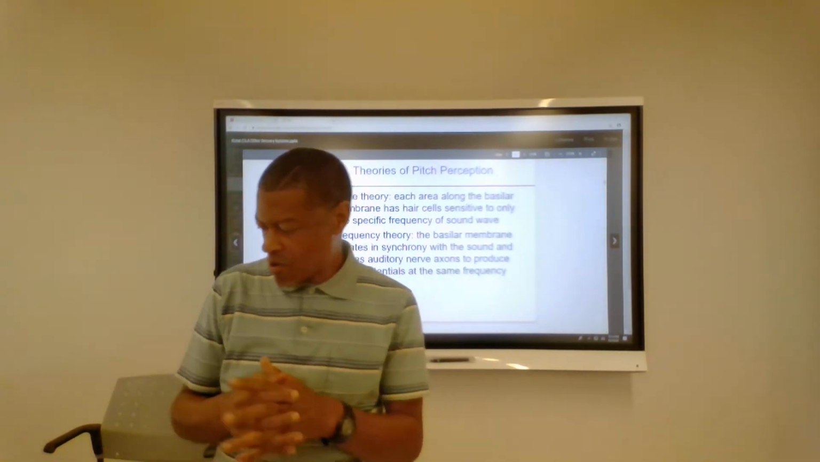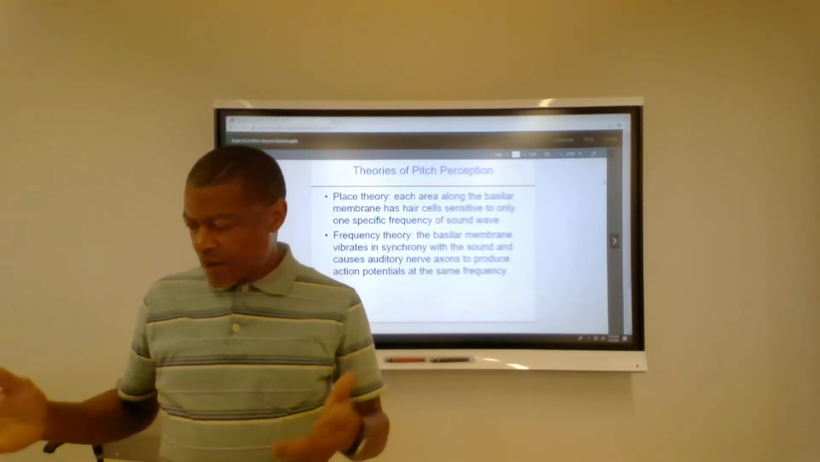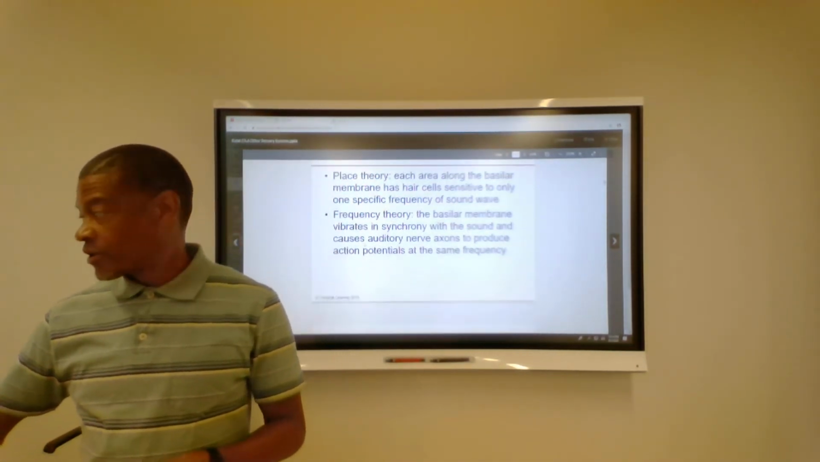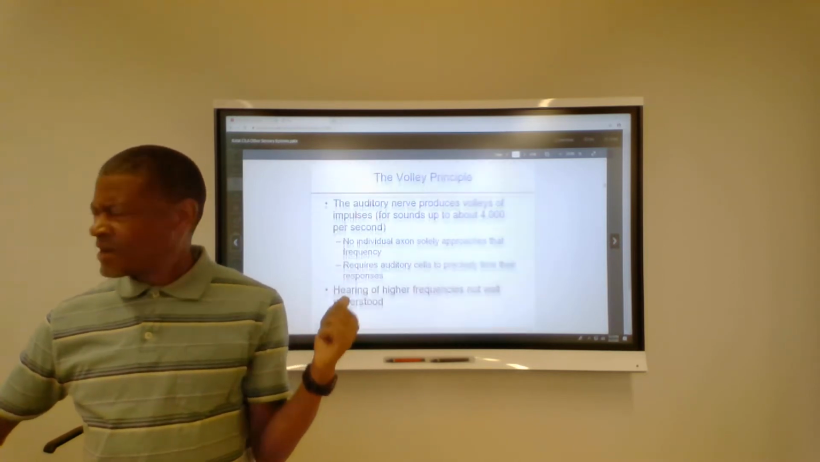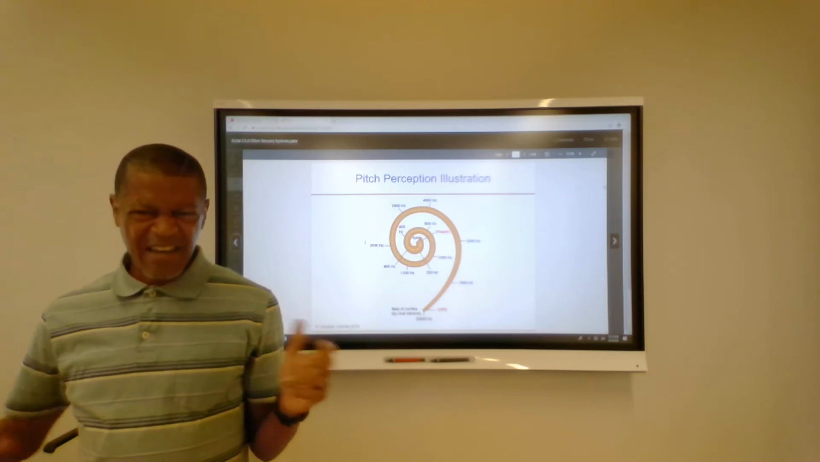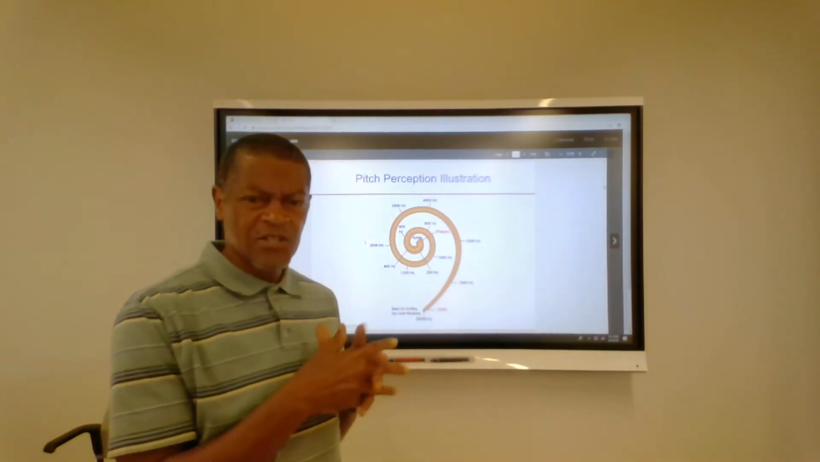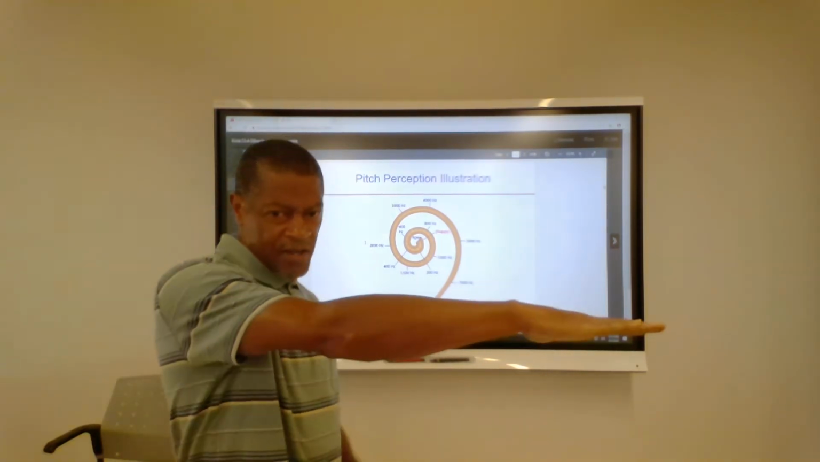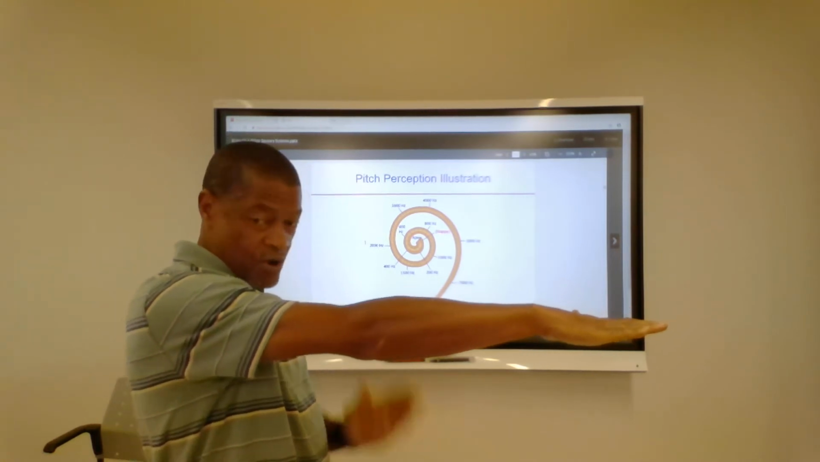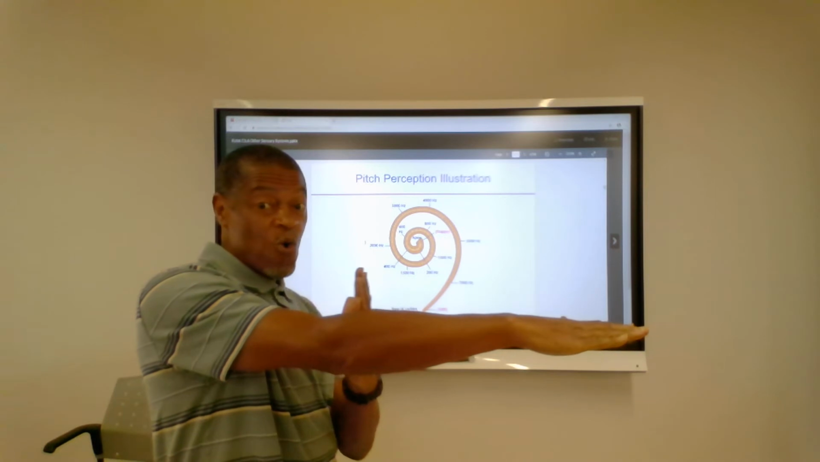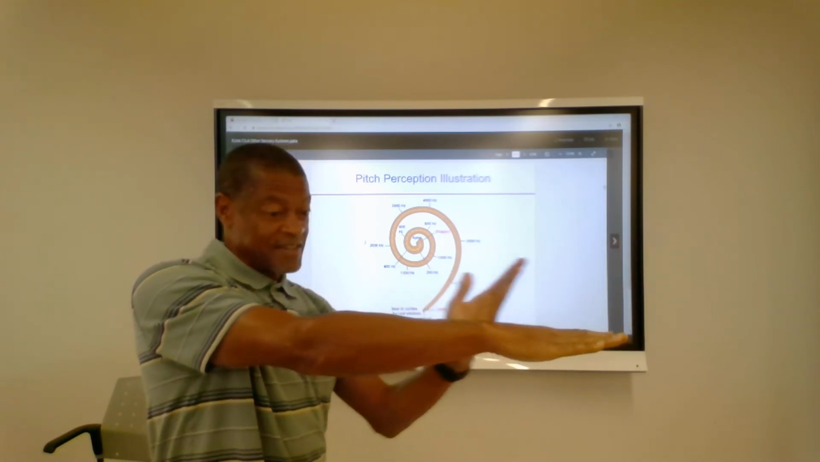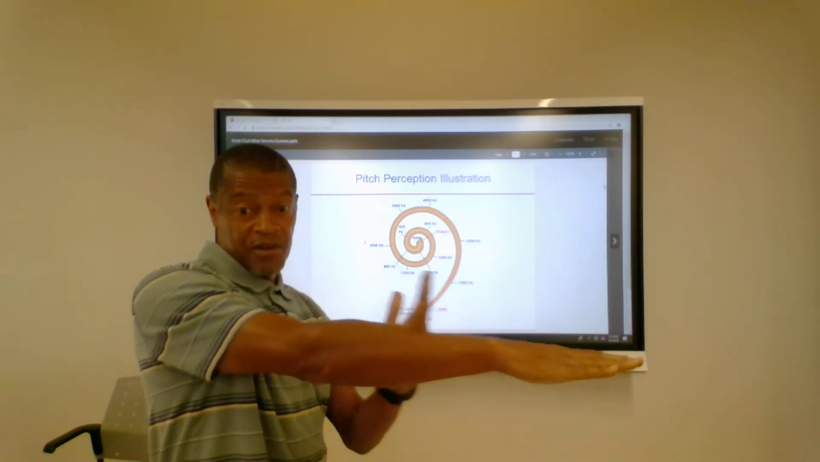But then there's something called the Bowley principle. I'm not going to ask you to worry too much about that. Bowley principle, you can read it. But you can kind of perceive this. This is showing you that basal membrane, again, the floor where the hair cells sit on. Depending upon where on the basal membrane it is, depends upon what kind of frequencies are set.